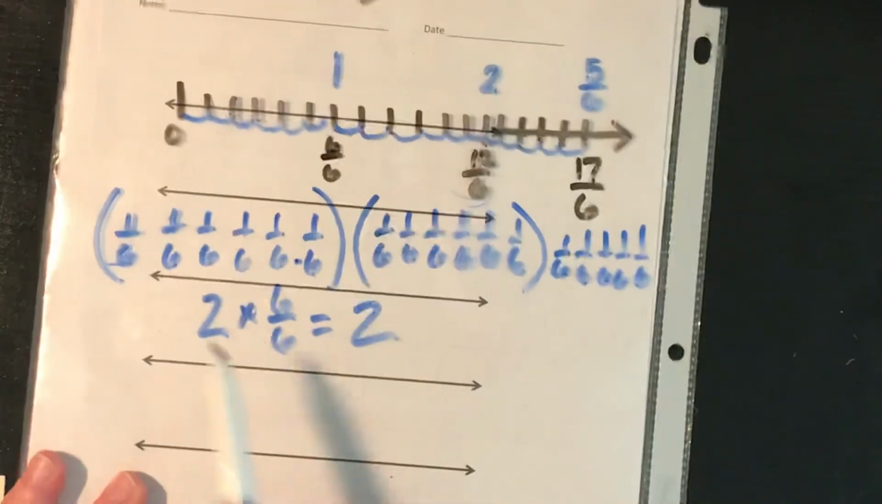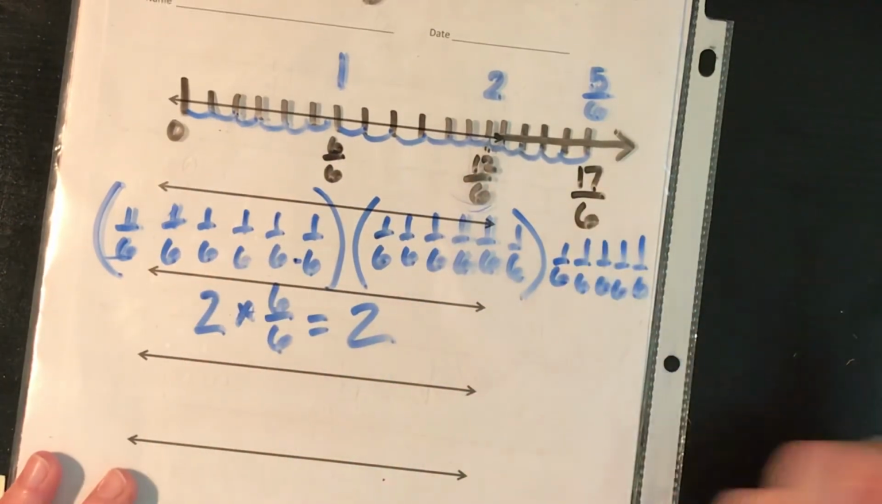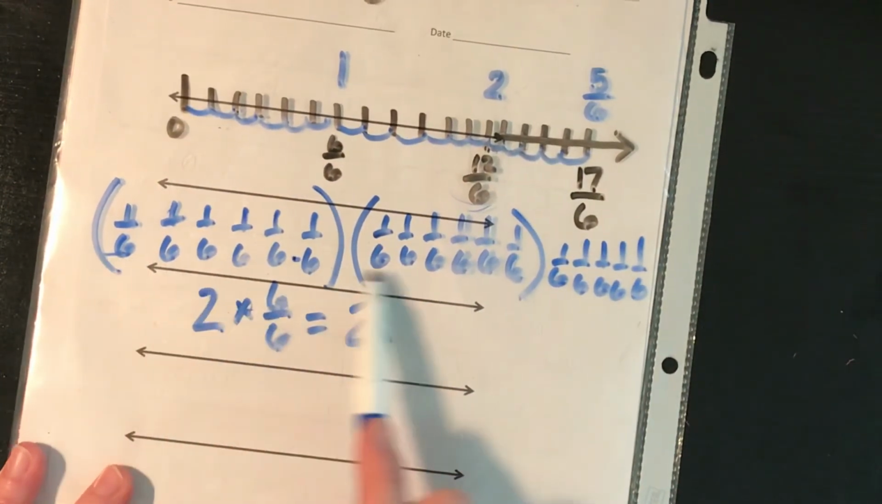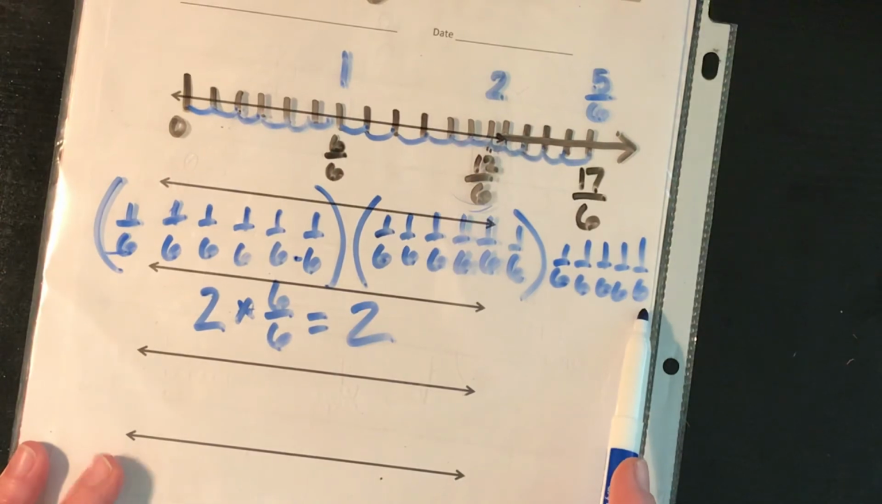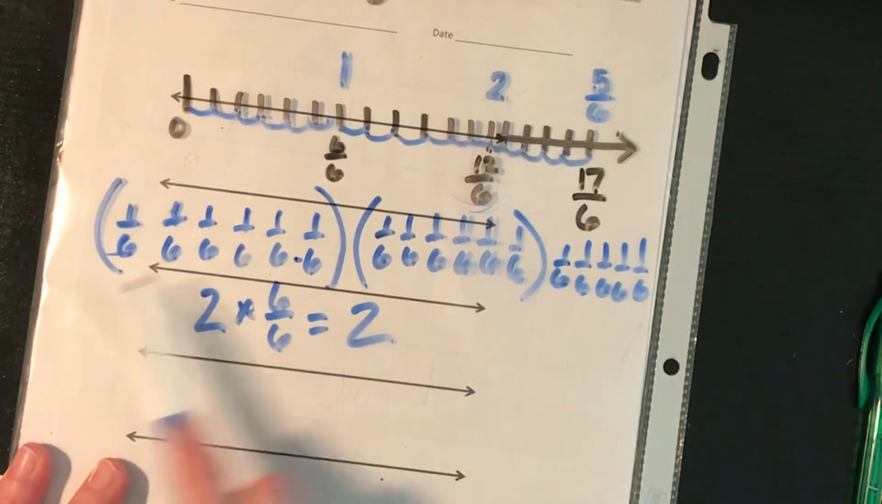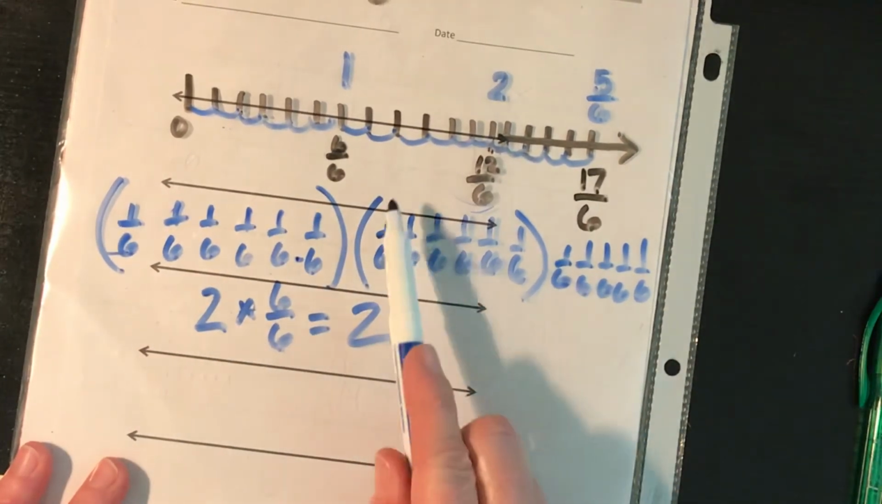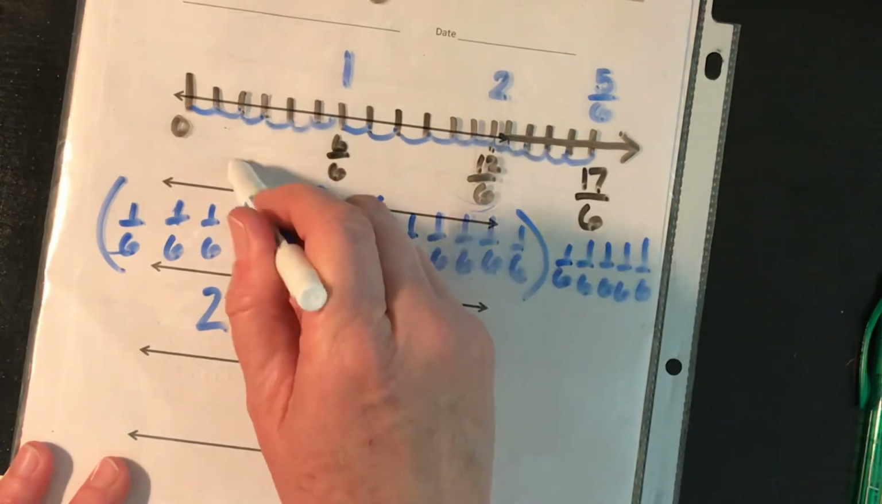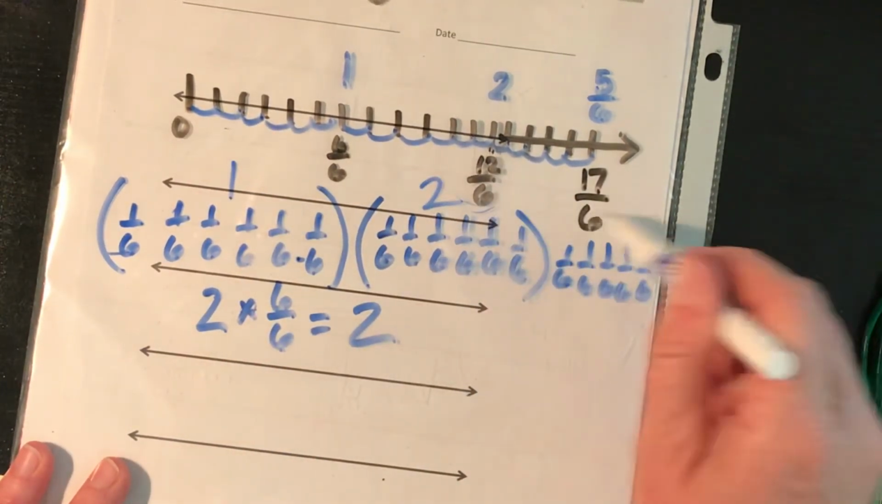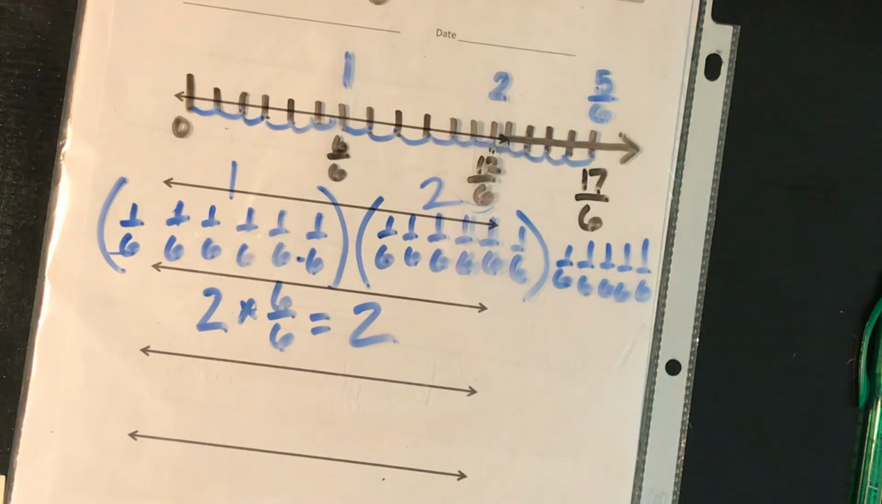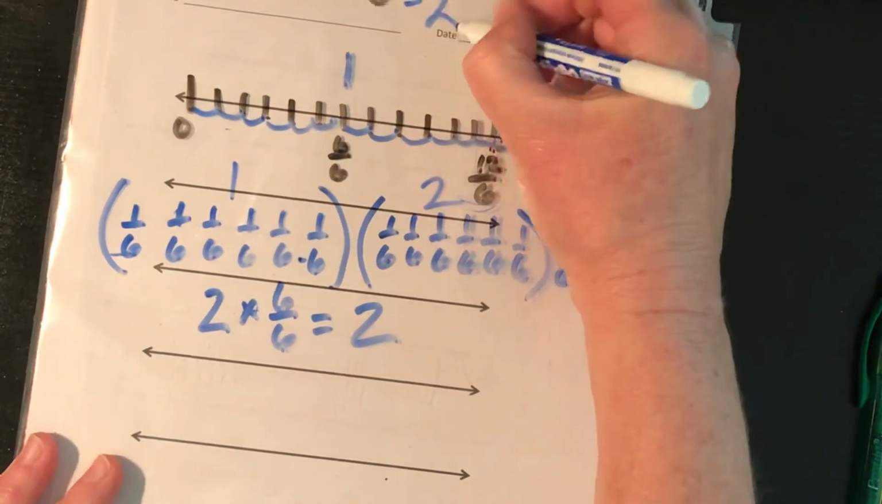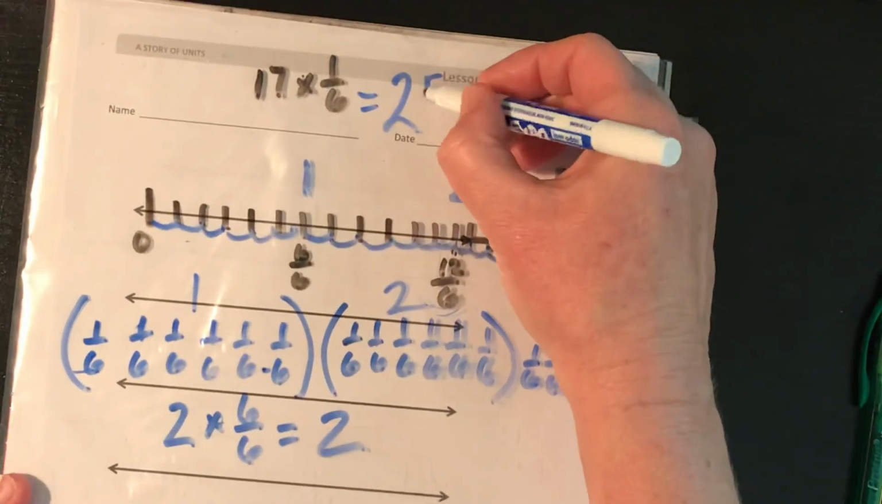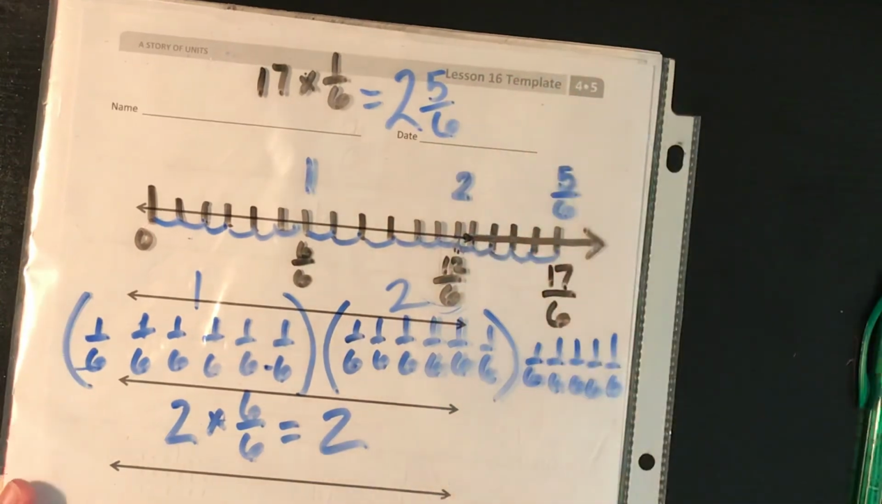And I could see, instead of doing a number line, if I needed to write out all 17 of my sixths, I could then group them. There's 6 of my sixths. There's 6 of my sixths. So that's 1, 2 with an extra 5 sixths. So this would be 2 and 5 sixths.